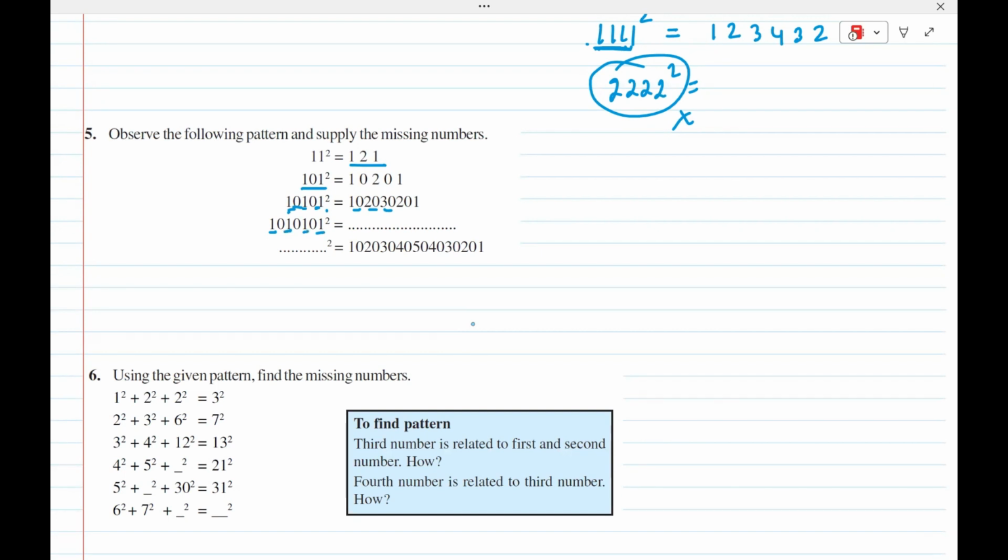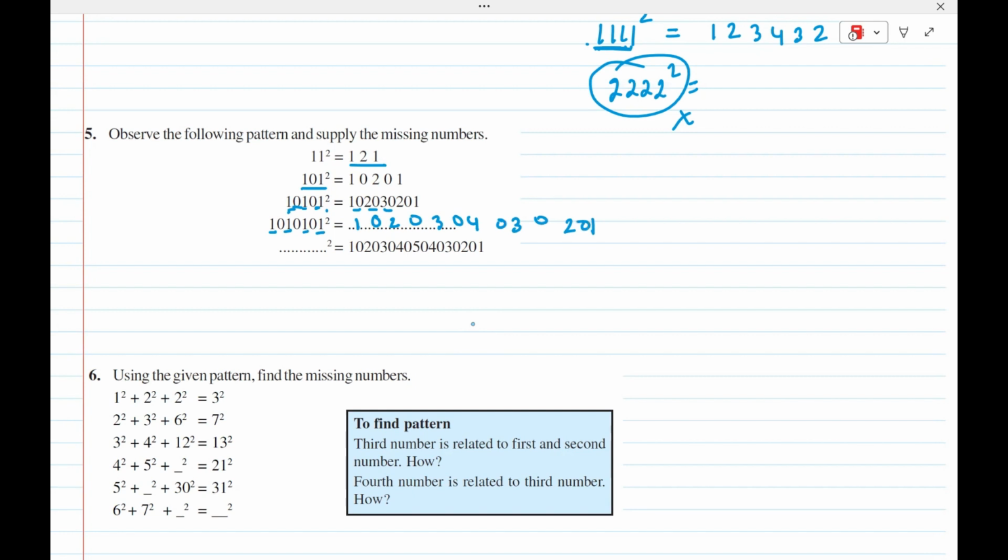4 ones. So what I'll do? 1, 2, 3, and 4, because I have 4 ones. And then return, that is reverse: 3, 2, 1. And insert 1 zero over here. So this is the answer.